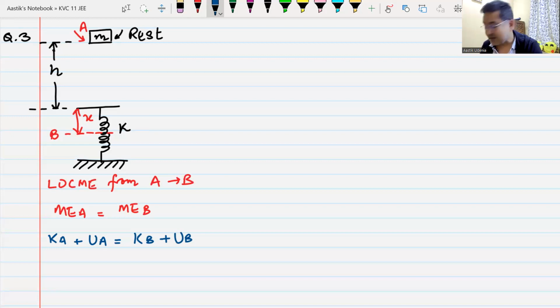Now, what is the kinetic energy at point A? 0. The block is at rest, so 0. Now, as soon as I talk about the potential energy at point A, what type of potential energy does it have at point A? It has gravitational potential energy, yes or no?